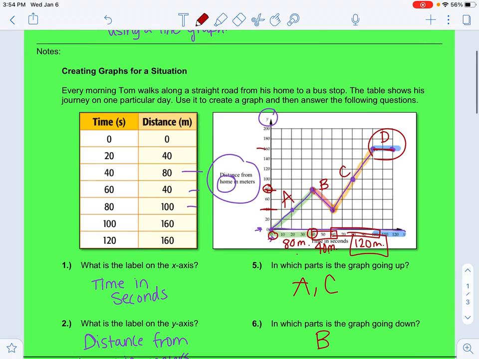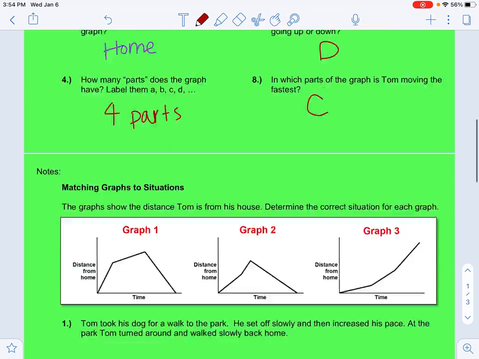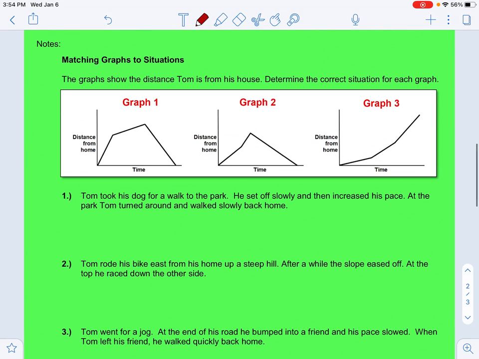Alright, so we just created a graph and we answered a bunch of questions to help us better understand that graph. Now let's practice a few more. So now we're going to match different graphs to different situations. The following graphs show the distance Tom is from his house. Determine the correct situation for each graph.